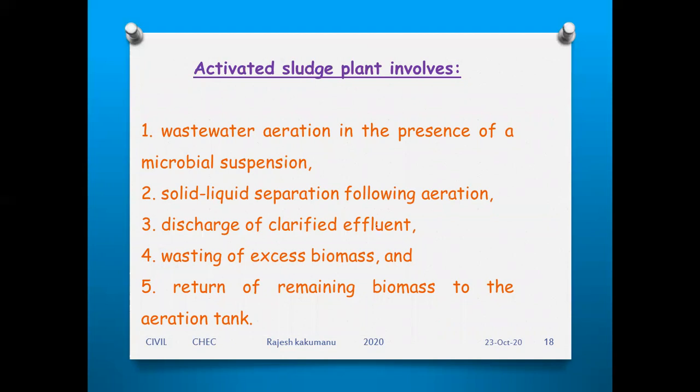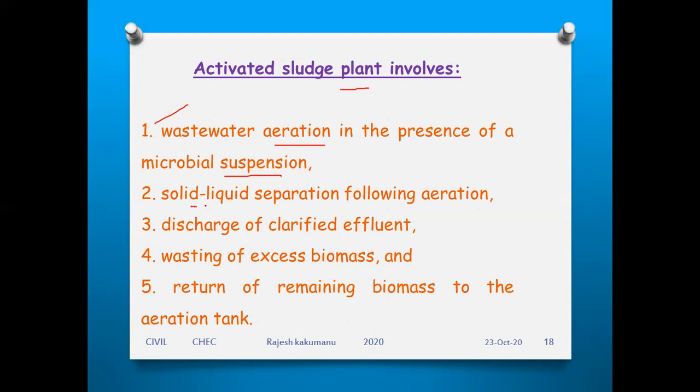Next one, the activated sludge plant. Generally, what does the activated sludge plant consist of? See here, the first one: wastewater aeration in the presence of microbial suspension. So the plant consists of a wastewater aeration tank in the presence of microbial suspension, meaning the wastewater is located in the aeration tank where microorganisms are suspended. That is one part.